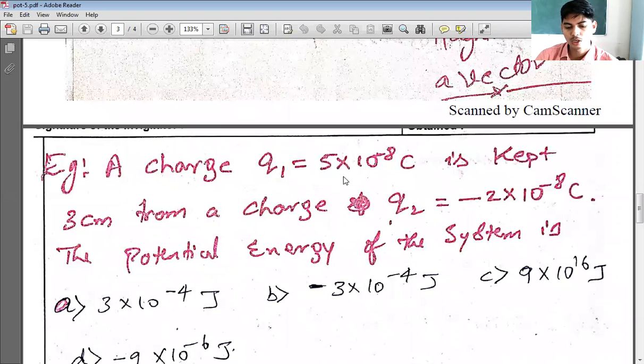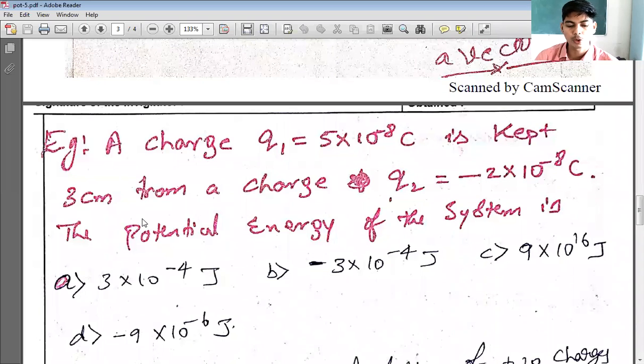A charge Q1 is equal to 5 into 10 power minus 8 coulomb is kept at 3 centimeter from a charge Q2 is equal to minus 2 into 10 to the power of minus 8 coulomb. Two charges Q1 and Q2 are separated by distance of 3 centimeter. Q1 is 5 into 10 power minus 8 coulomb and Q2 is minus 2 into 10 to the power of minus 8 coulomb. You are supposed to find out the potential energy of system of this charge.